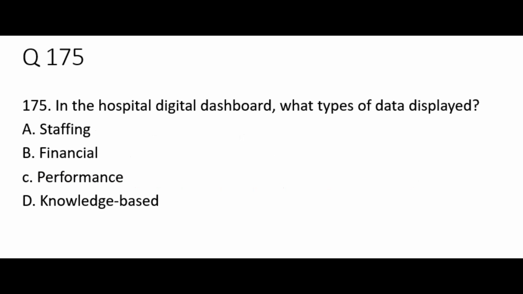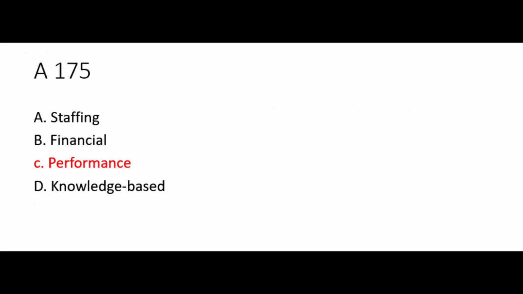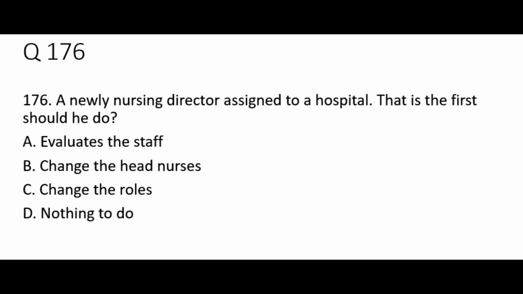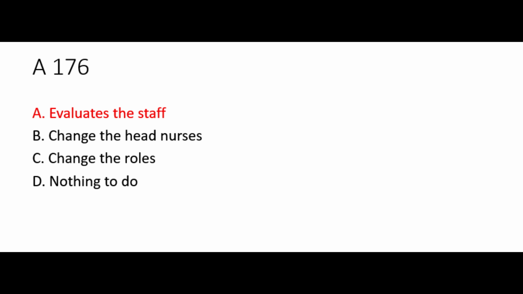175. In the hospital digital dashboard, what types of data are displayed? A. Staffing. B. Financial. C. Performance. D. Knowledge-based. The answer is C. Performance. 176. A newly assigned nursing director arrives at a hospital. What is the first thing he should do? A. Evaluate the staff. B. Change the head nurses. C. Change the roles. D. Nothing to do. The answer is A. Evaluate the staff.